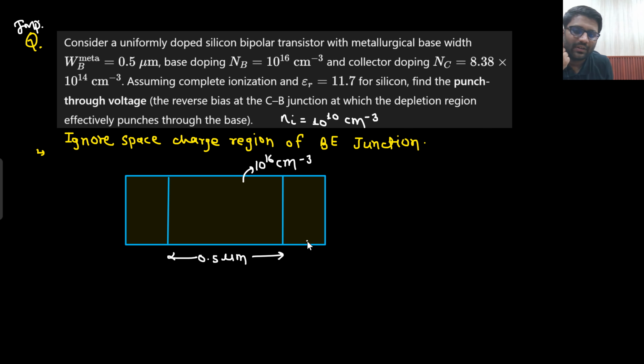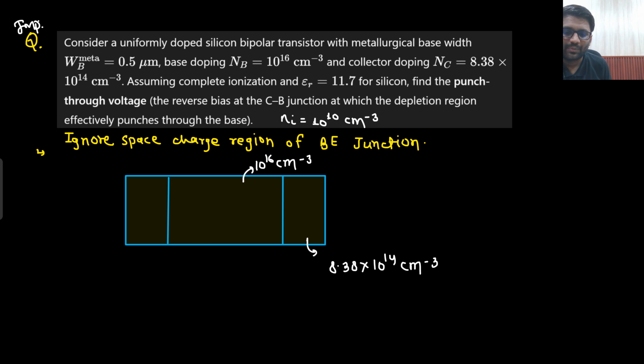Collector doping is also given, which is 8.38 into 10 to the power 14 centimeter cube inverse. Assume complete ionization and epsilon R value is given. Find out the punch through voltage. What is punch through voltage? Punch through voltage is the reverse bias across a collector base junction, whatever the reverse bias that you apply.